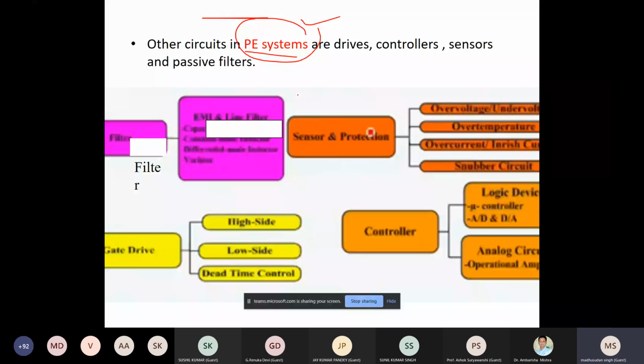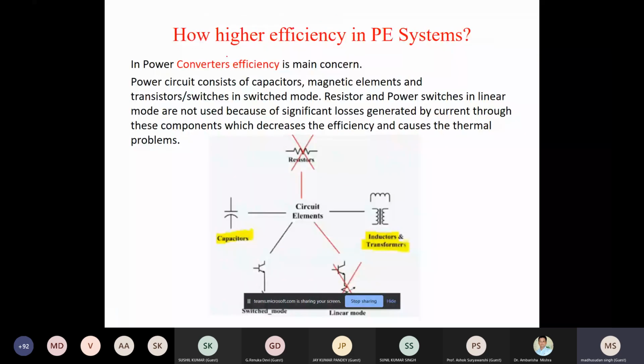Now, another question that comes to mind is why PE has become so important, especially for higher efficiency. Higher efficiency is one of the key reasons to go for a power electronic system. Now, how do we achieve high efficiency in a PE system? You have power capacitors, inductors, and switches. These switches are used only in an on mode or an off mode, not in a linear range. A transistor can operate in three different regions: cutoff mode, active mode, and saturation mode. Saturation we call the on state, and cutoff mode we call the off state.